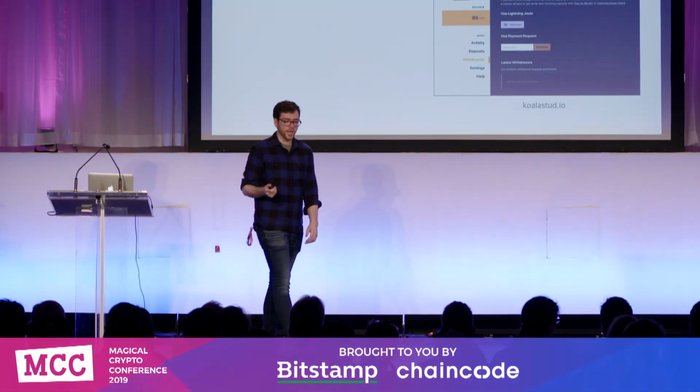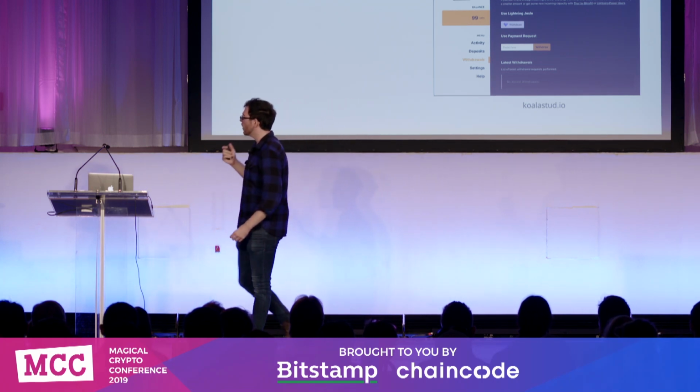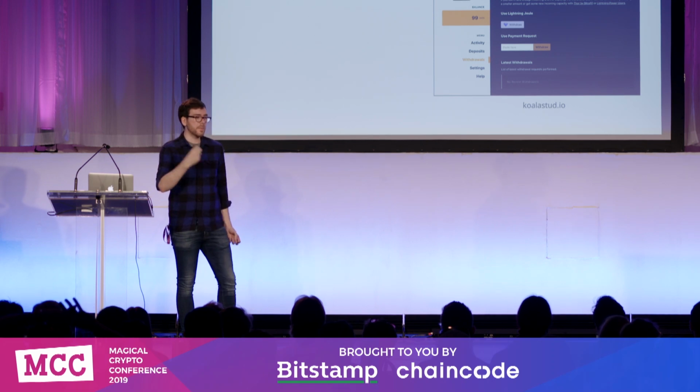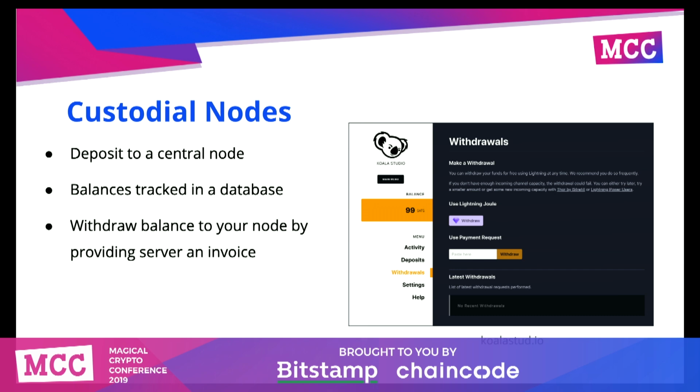Another trend that we're seeing today with Lightning apps is you have these custodial nodes. So here we have Koala Studio on the right. The idea here is because this payment process is kind of annoying, they have you deposit a lot of money up front, and a lot of sites are doing this. So you make one payment up front, and then that payment is tracked in a database that they control. And when you want to withdraw your money, you give it an invoice, and they pay out to that.